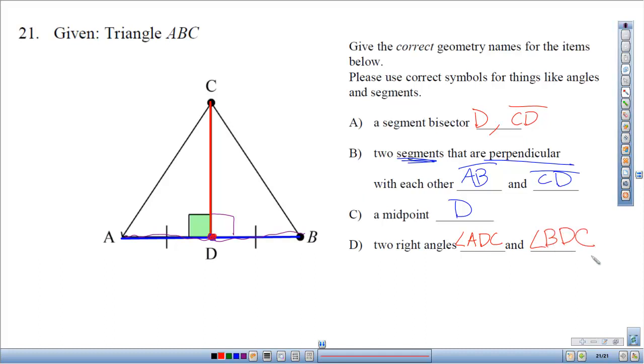Alright, so you got to know words like perpendicular and right angle and how to name an angle and what a segment bisector are. If you know those definitions, you'll be able to get this. You need to know what these tick marks are trying to tell you, all of those things.